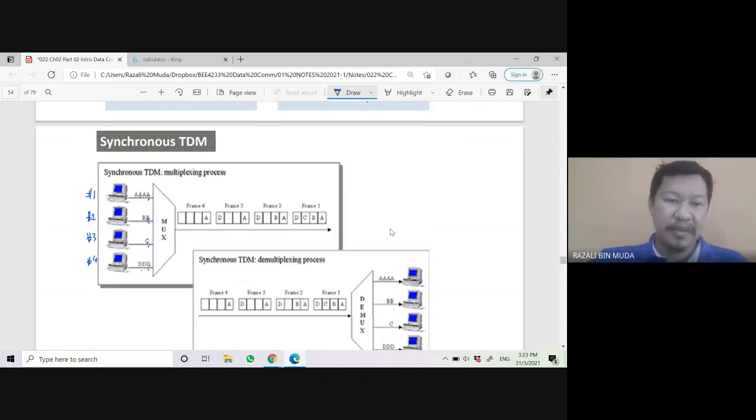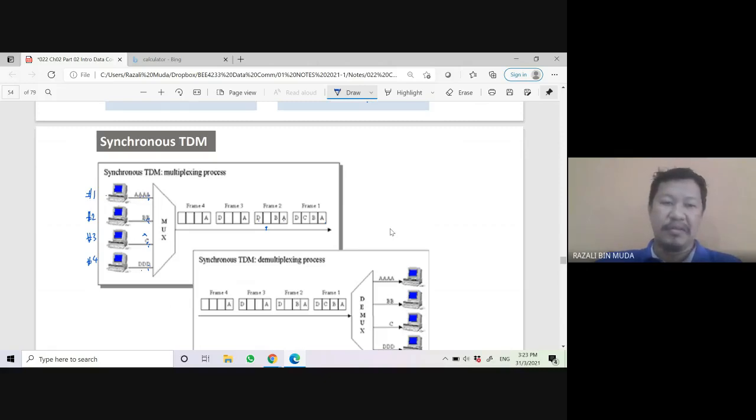Okay, for the second frame, input number 1 has input, B has, but C there is no input. However, the frame writes A, B, D. So C there is no input. So this is what we call waste of the slot in the frame. This is what is called waste of slot.